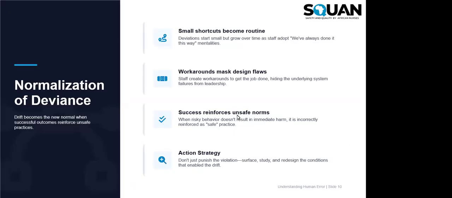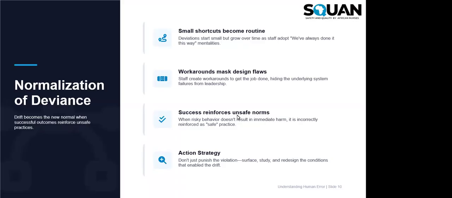So moving on to normalization of deviance. There's something we call a drift, right? People just feel like, we've been doing it like this, so that's the best way to do it because it has not given us any problems, right? And I think I have an example on the next slide. So it's just small shortcuts that have become our routine over time because that's how we've always done it. It's been working, so we'll just continue doing it like that, even though it's a deviance from what the norm or what the standard should be.